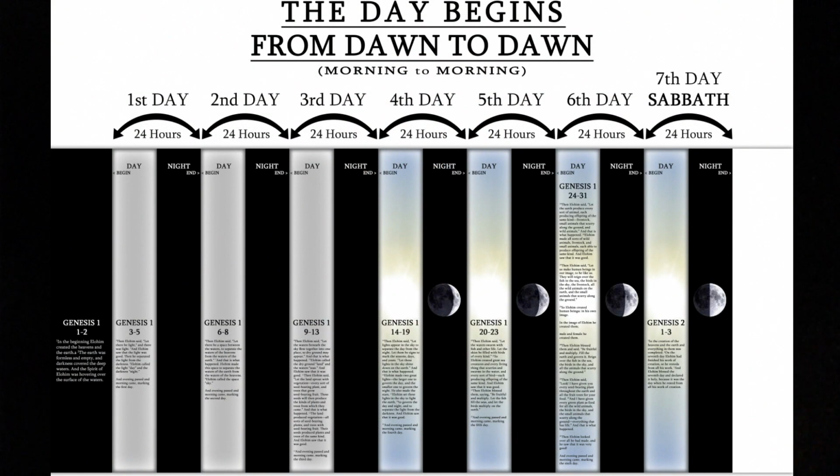Now, why does this matter? It matters because if you're going to keep the Sabbath correctly, then you have to keep the Sabbath from dawn to dawn. If you look at this chart right here, or first of all, before we get to this chart, the reason why people believe that the day begins from evening to evening, there are two reasons. If I mention those two reasons, you may be familiar with them.